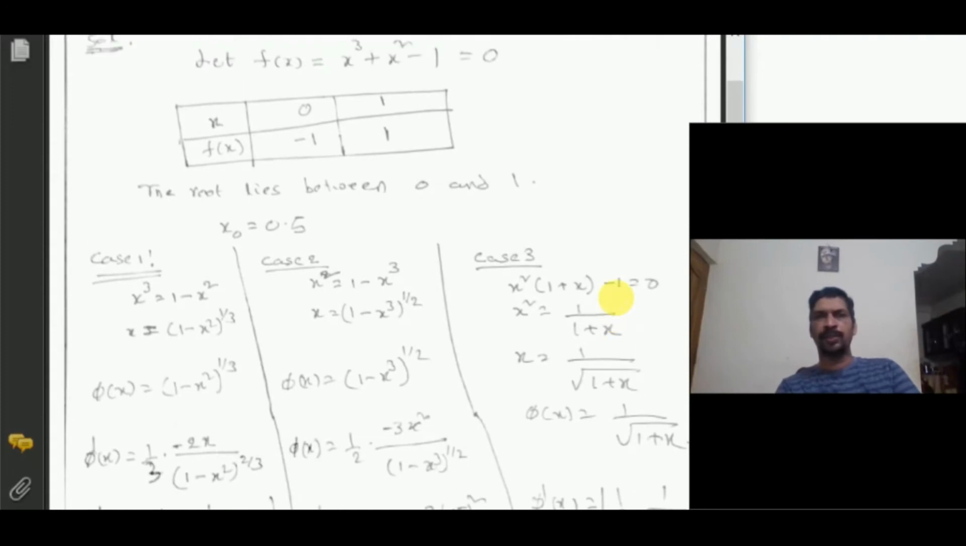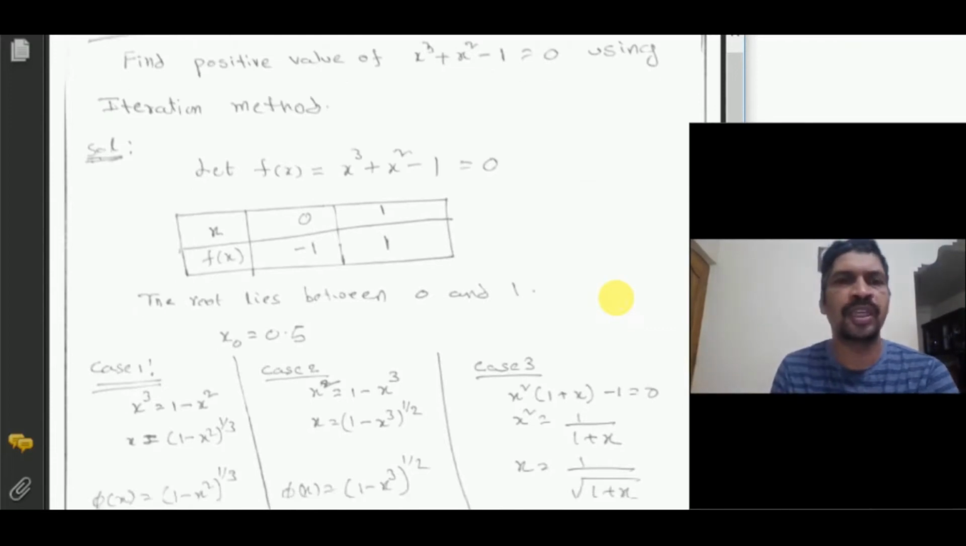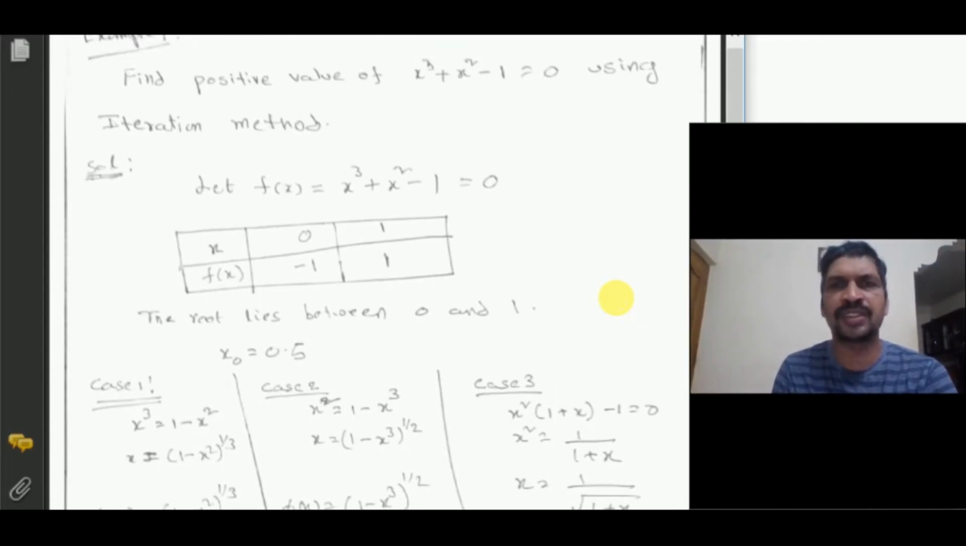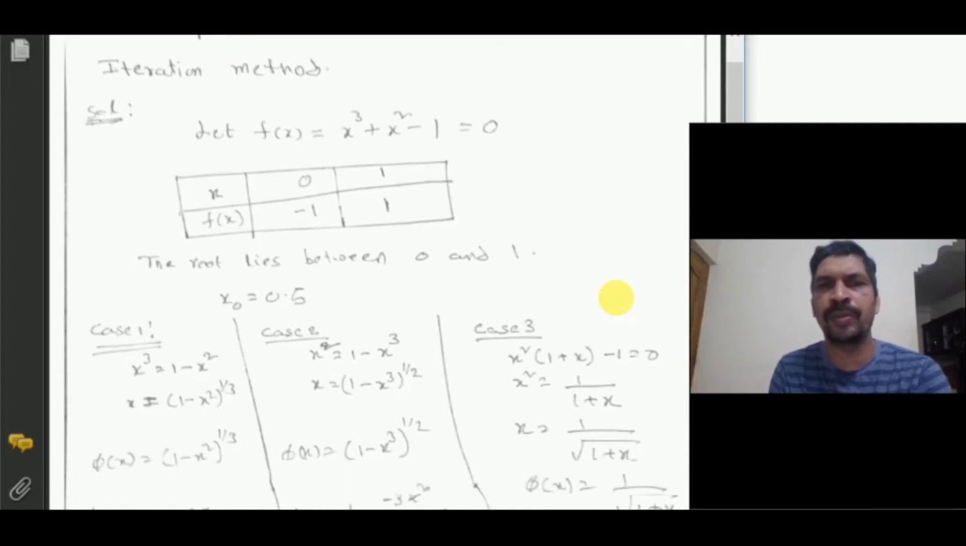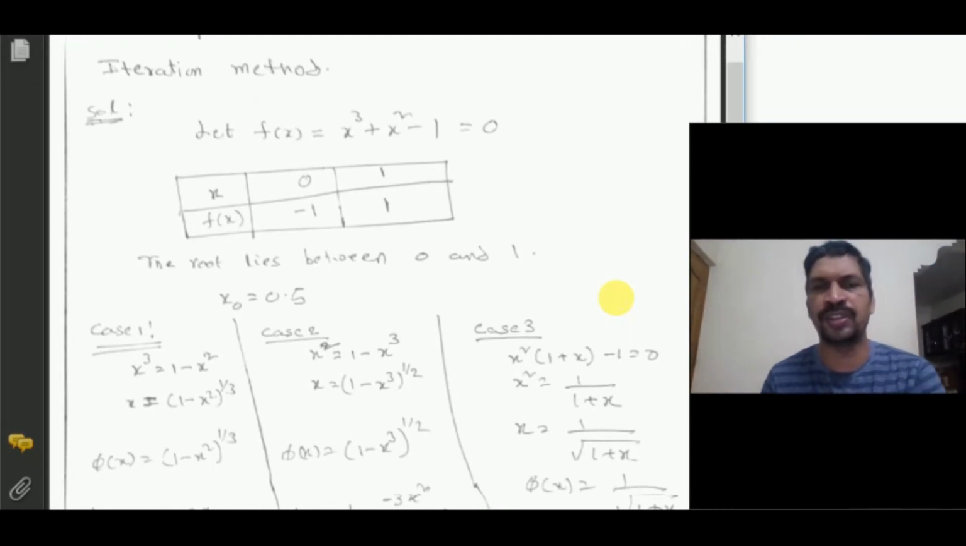Here three possible cases are there. The given equation can be expressed in the form x equal to phi of x. Okay, x cube plus x square minus 1, x cube equal to 1 minus x square, x is equal to 1 minus x square whole power 1 by 3. This is one way of expressing the given equation. Second case, x square equal to 1 minus x cube, x equal to 1 minus x cube whole power 1 by 2, so phi of x equal to 1 minus x cube whole power 1 by 2.